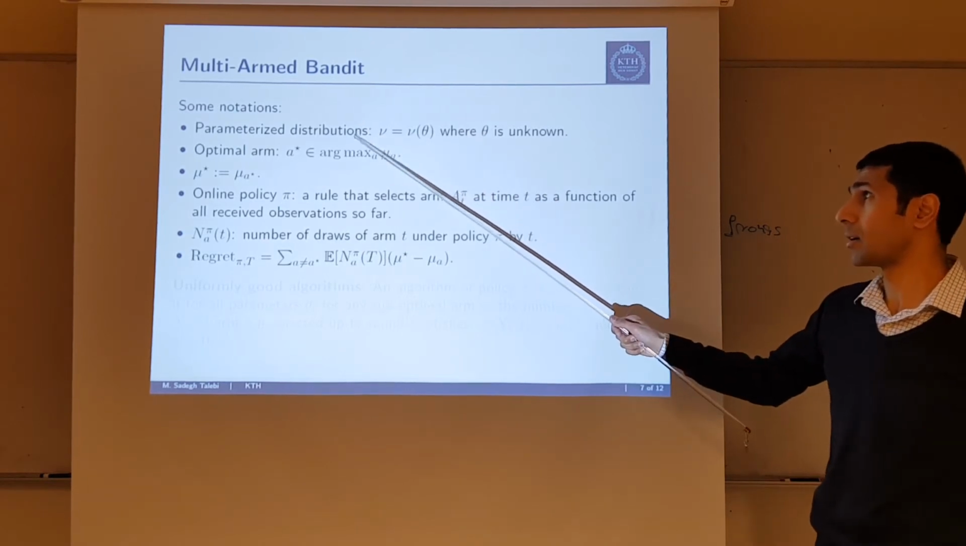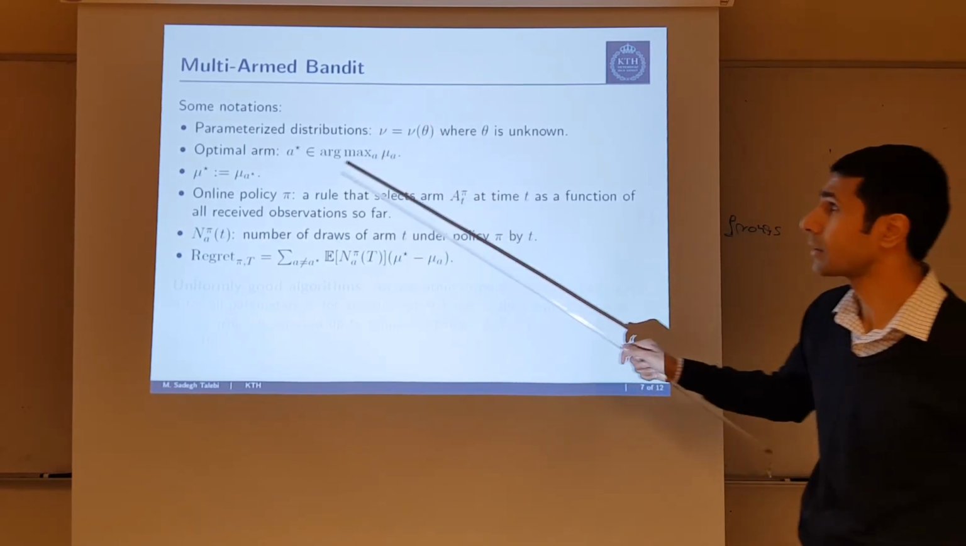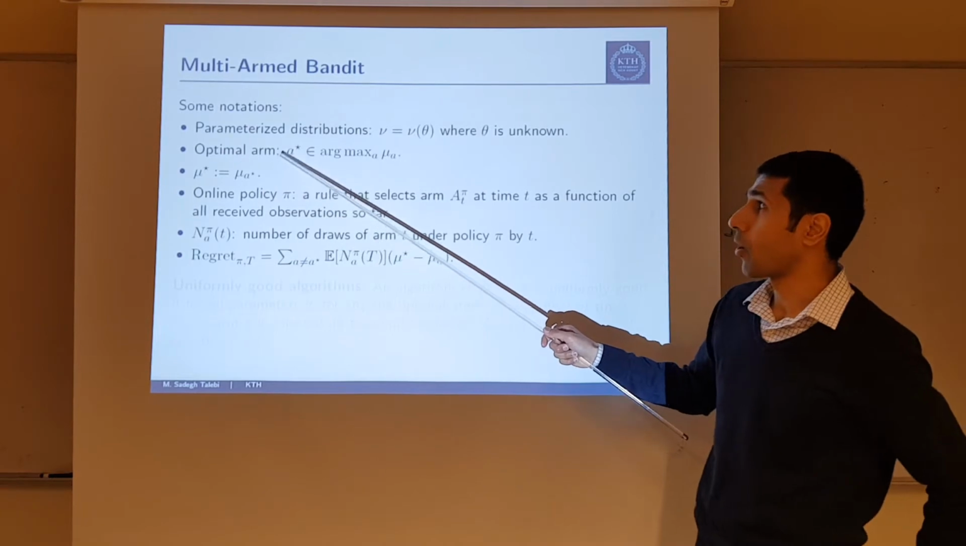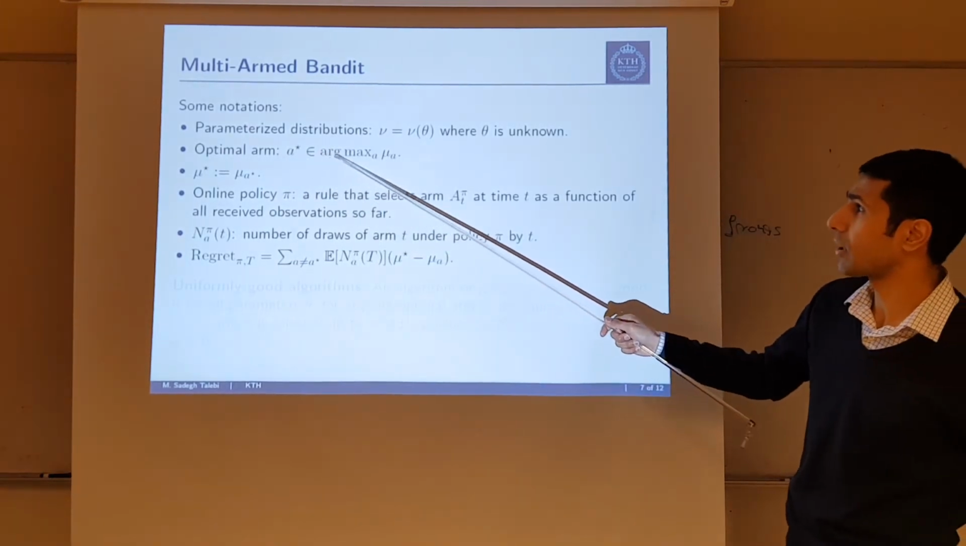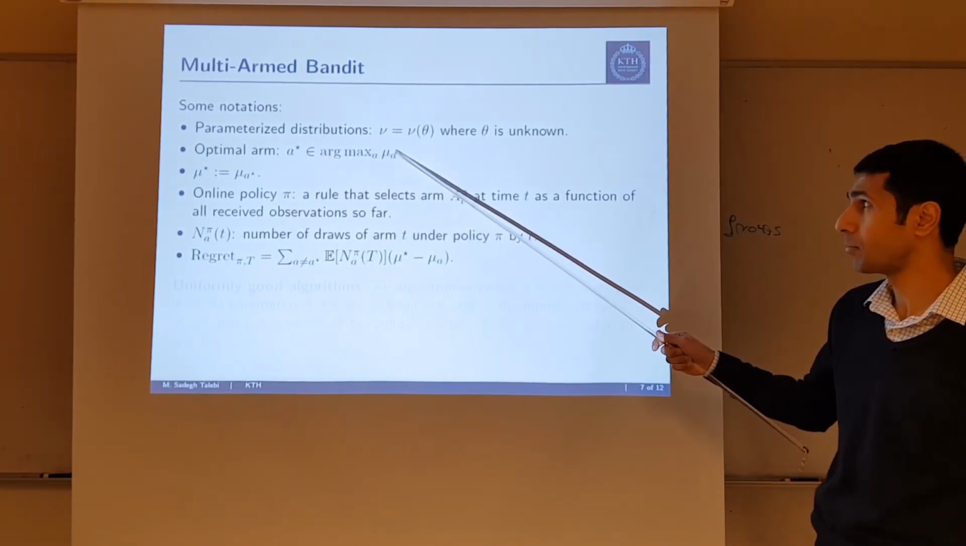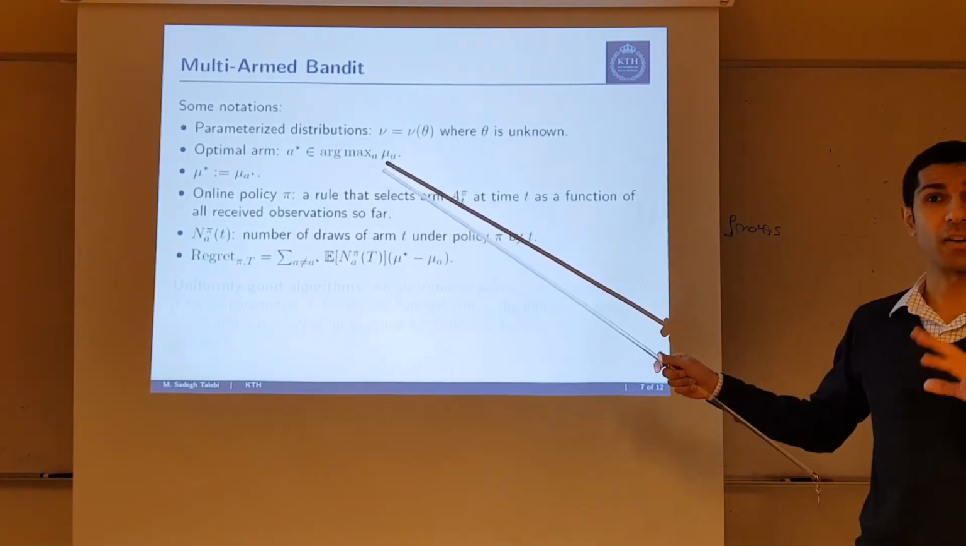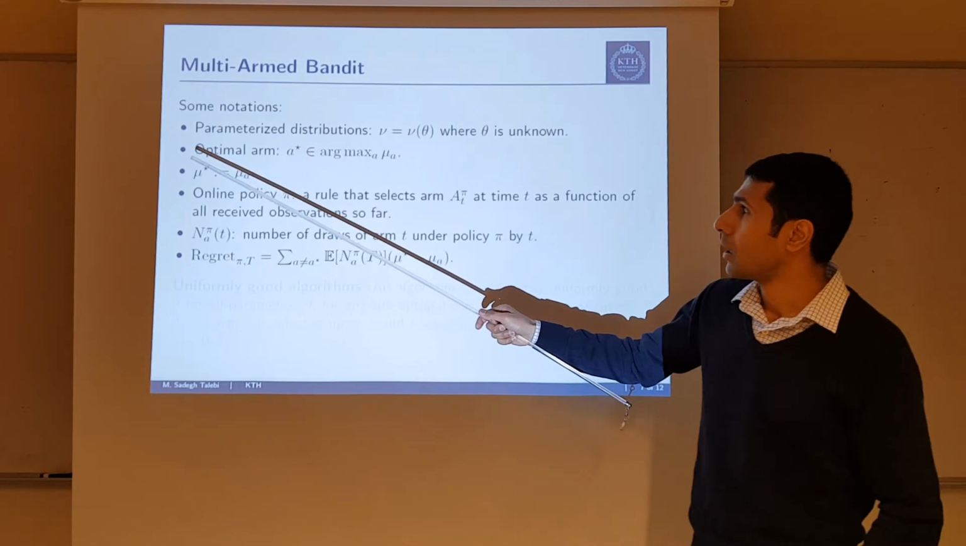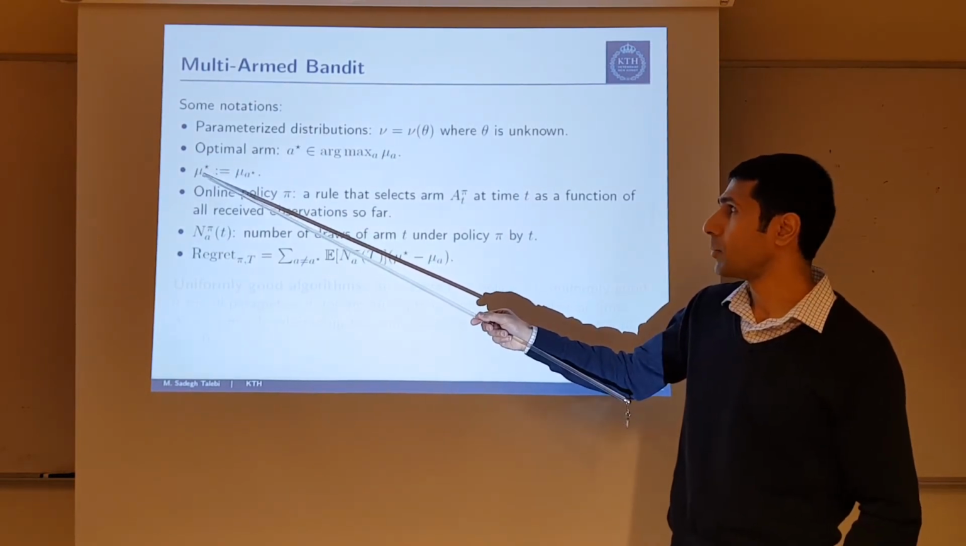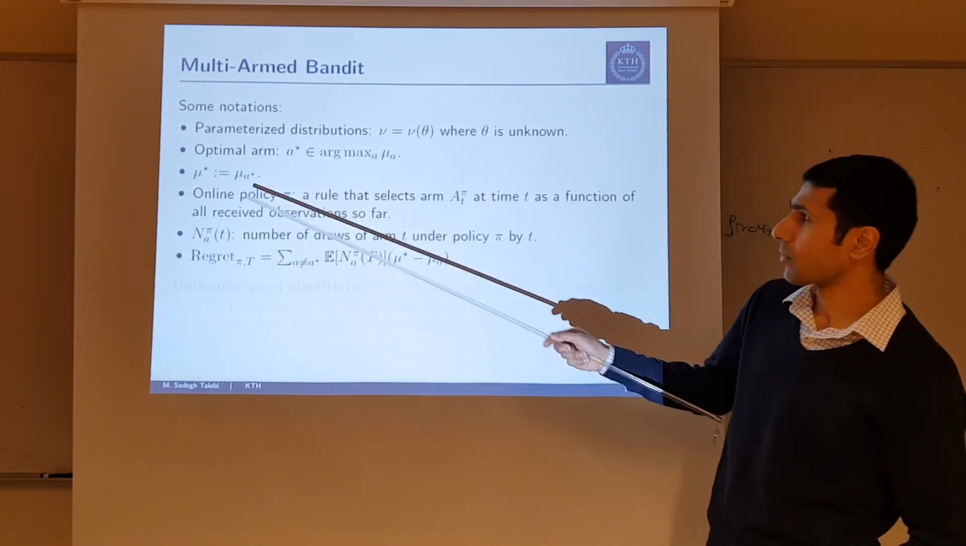Yes, this is a parametric distribution, right? There is an optimal arm, A star, which has the highest mean reward. Note that this mu is a function of theta as well. Let us use this mu star as a shorthand for mu of A star.